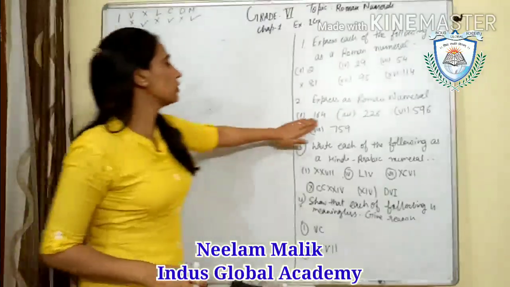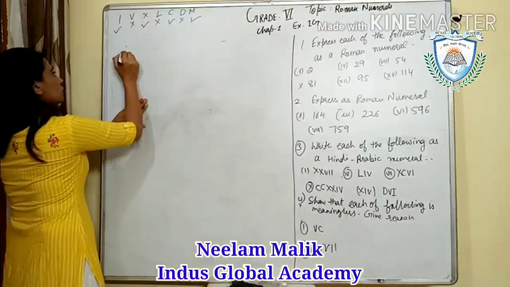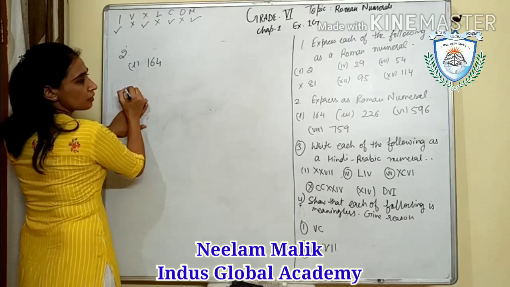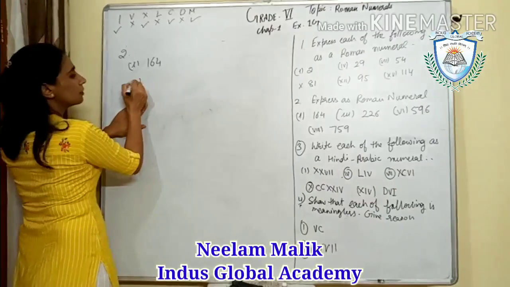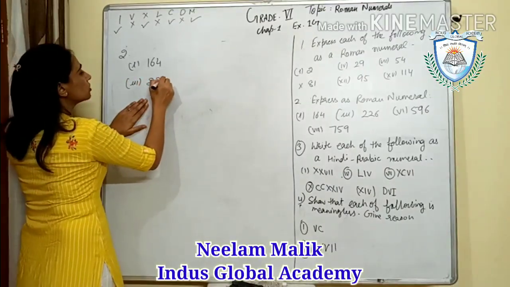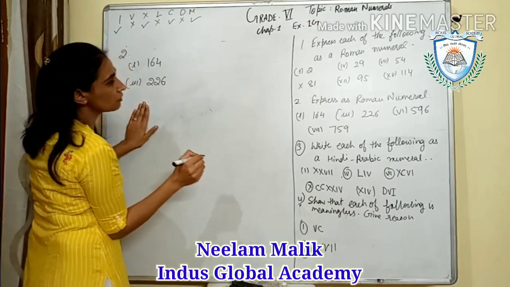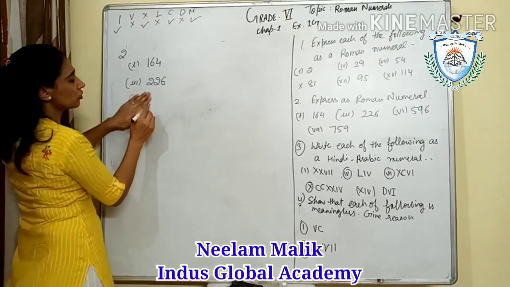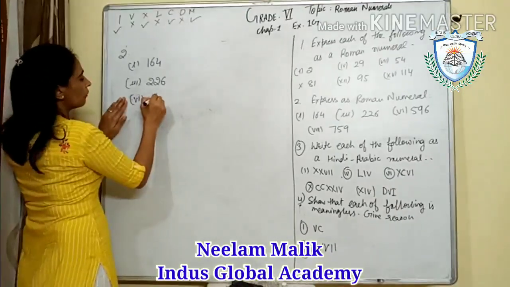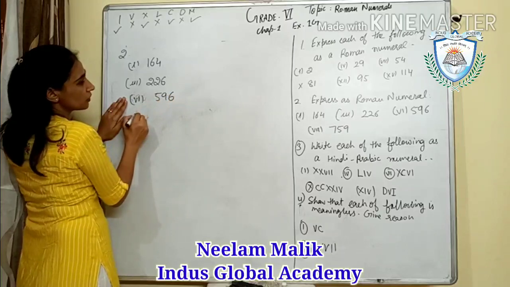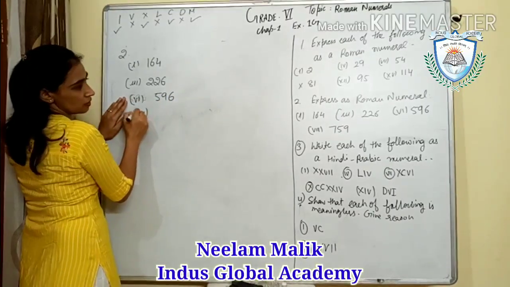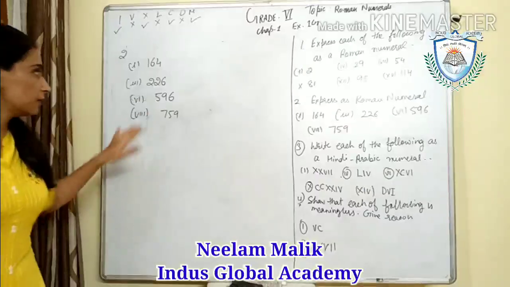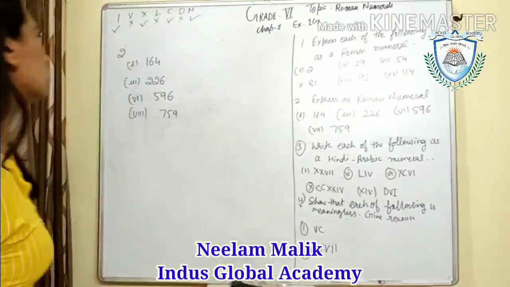Numbers are 164, the first part of question number 2. Then I have taken the third part, that is 226. Next is 596, the sixth part. And now the eighth part, 759. Okay, I have taken these four parts from question number 2.